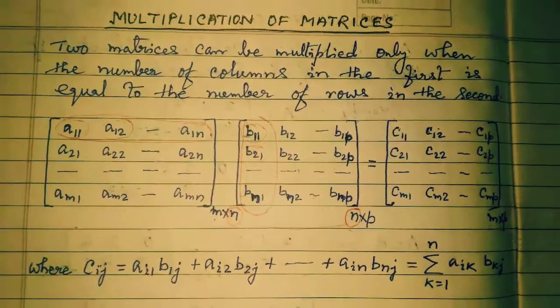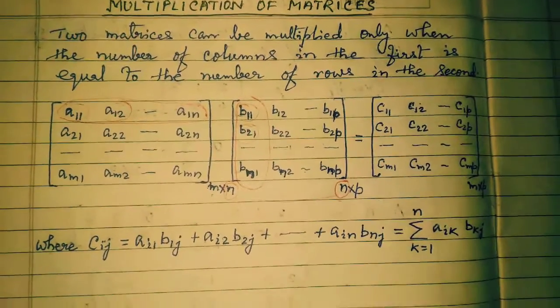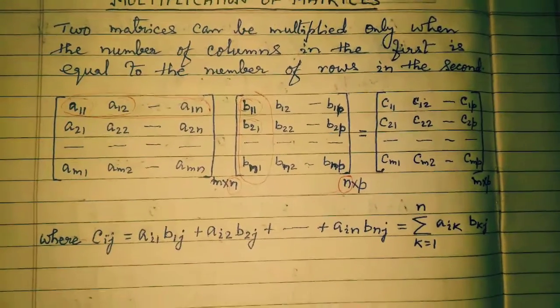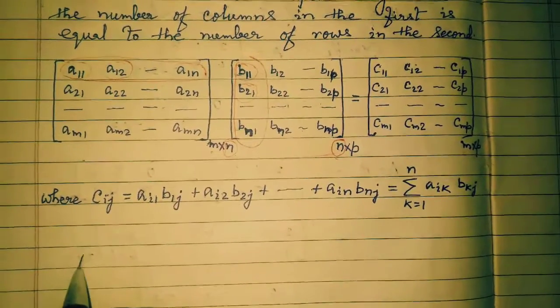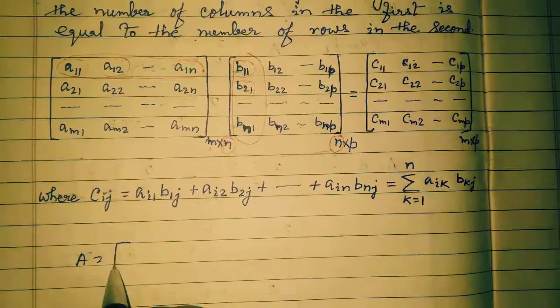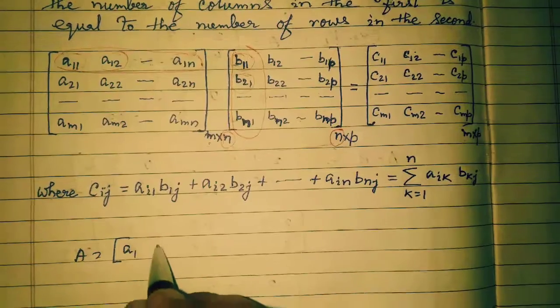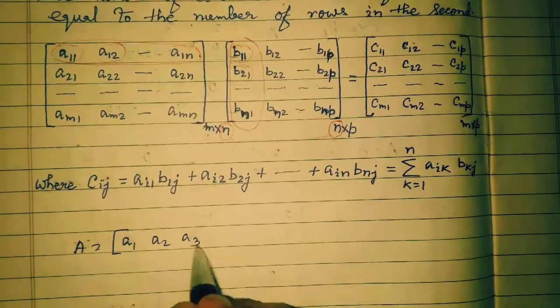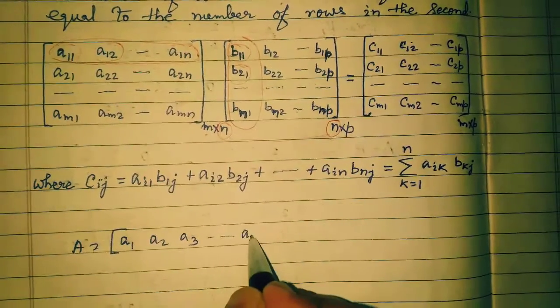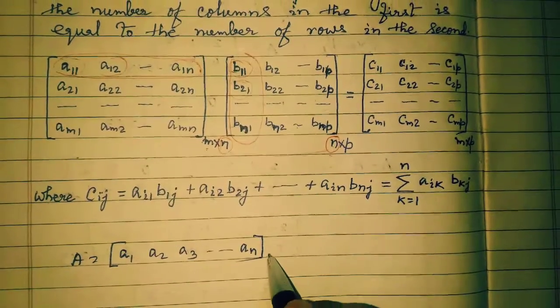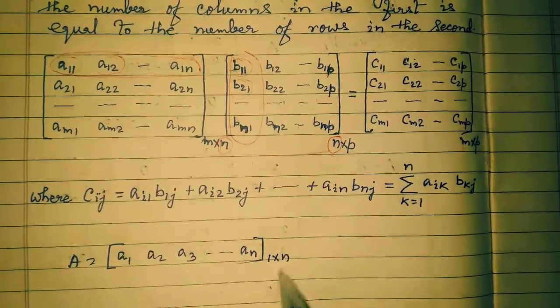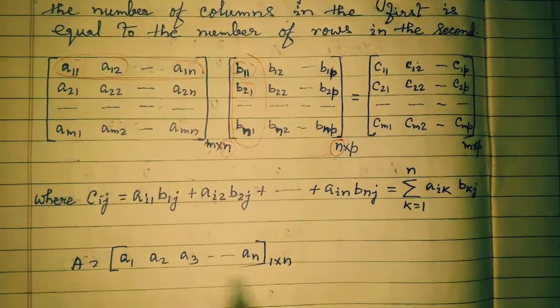I will give you a few more examples of how to multiply these matrices. First of all, we'll take a row matrix and a column matrix. Suppose we take a row matrix A, given as A1, A2, A3, going up to n elements. So what will be the order of this matrix? One row and n columns, so a 1 into n matrix. This is a row matrix.